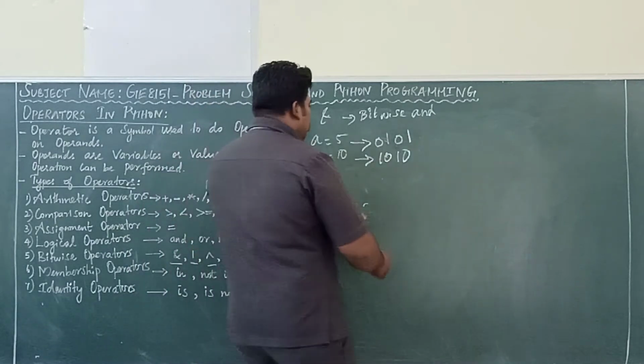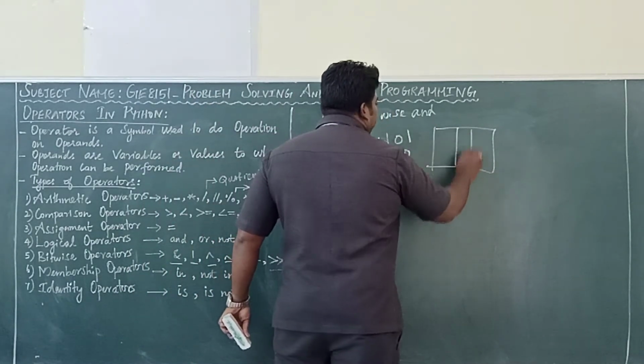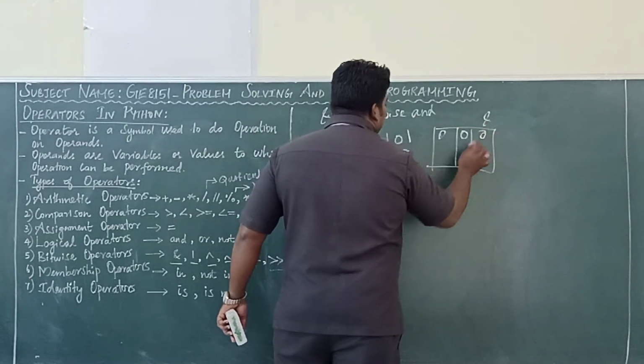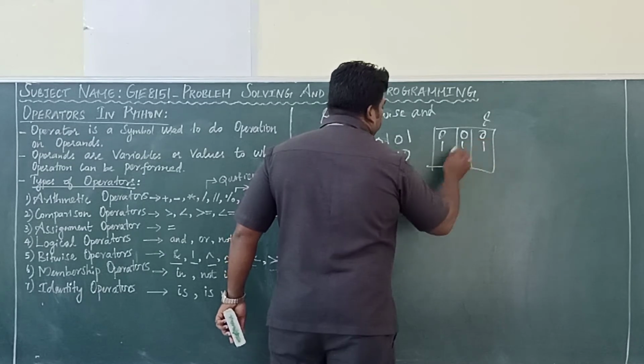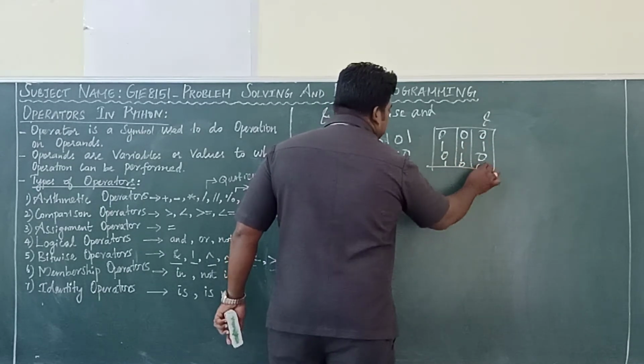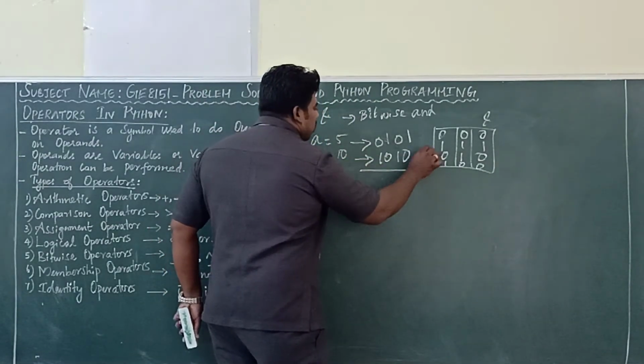Now you have to use the truth table. What truth table you learned? For AND: 0, 0, 0. 1, 1, 1. 0, 1, 0. 1, 0, 0. Now use this.